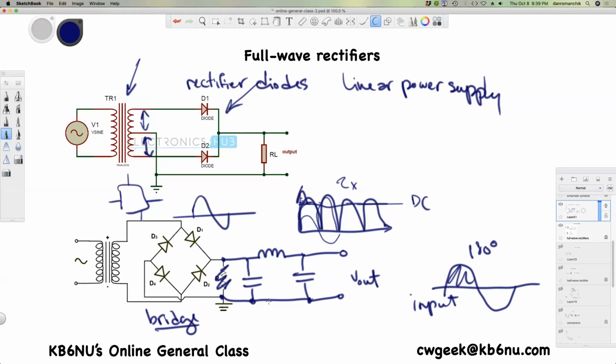So the question: which of the following components are used in a power supply filter network? Answer: capacitors and inductors.